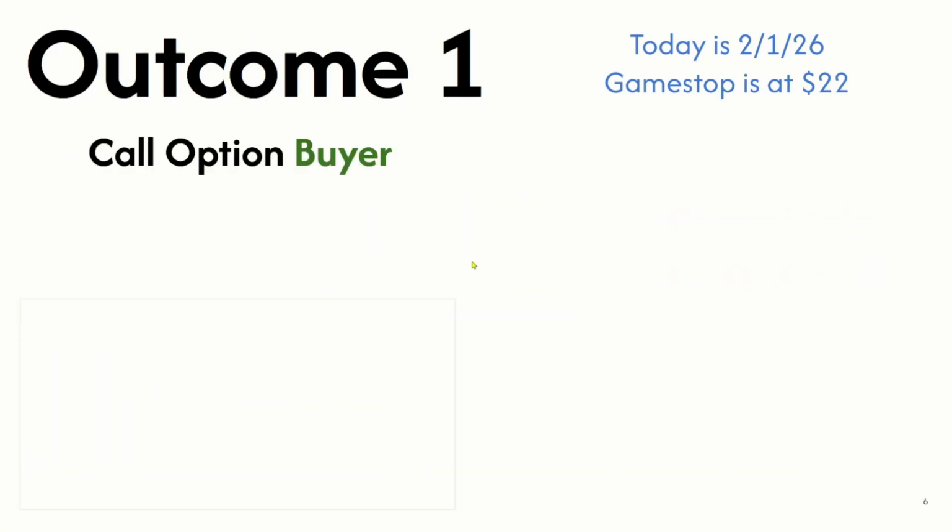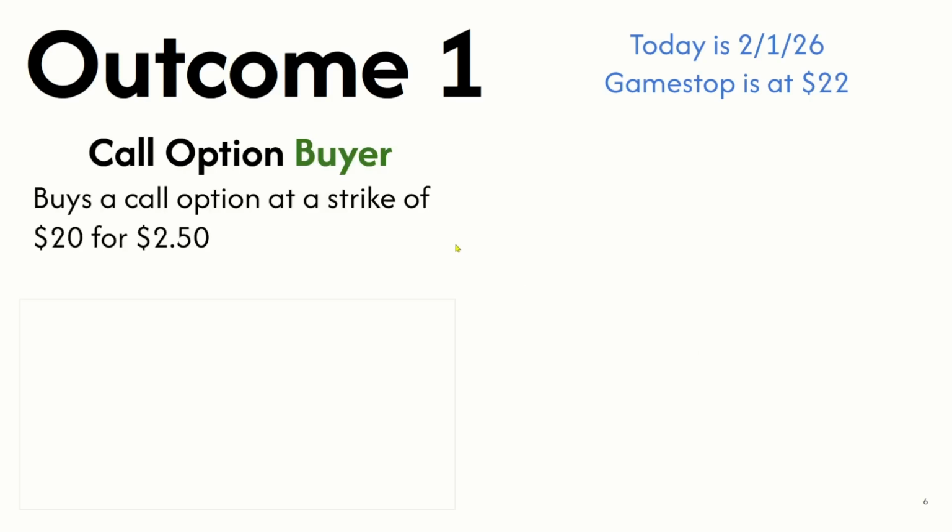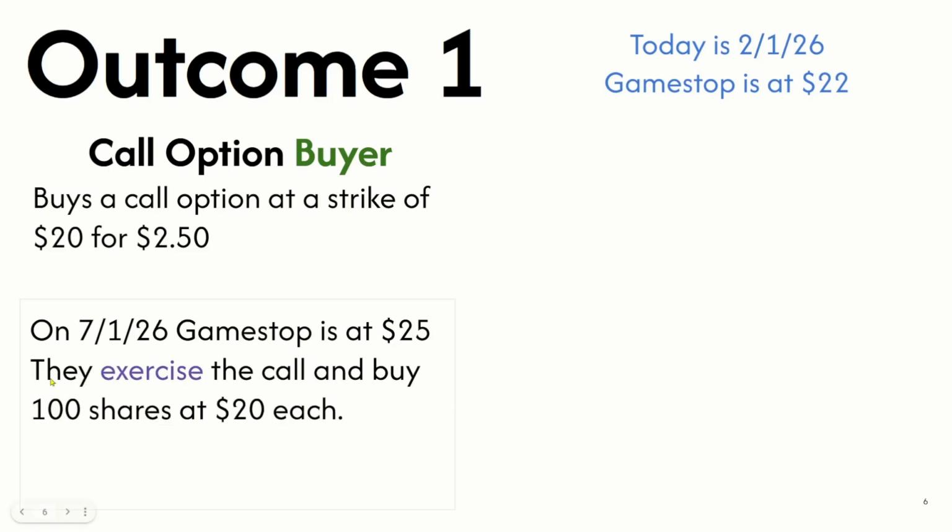Okay, outcome one. Let's say you're the call option buyer. You buy a call option at a strike of $20 for $2.50. Okay, so on July 1st, GameStop has gone up. It's gone to $25. This is good. We're the call buyer. We want that stock to go up. So they exercise the call and buy 100 shares at $20 each.